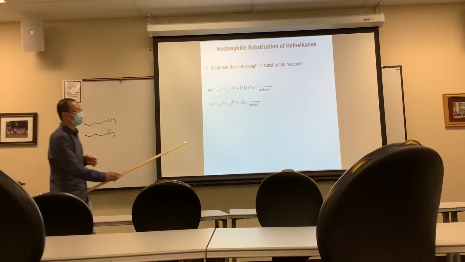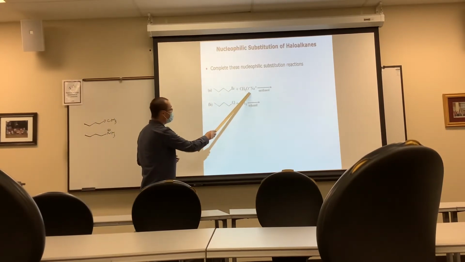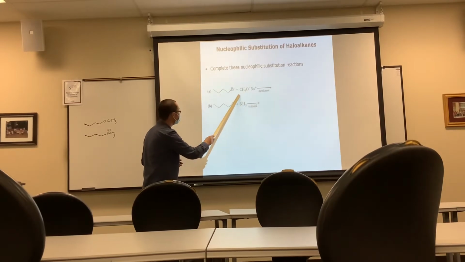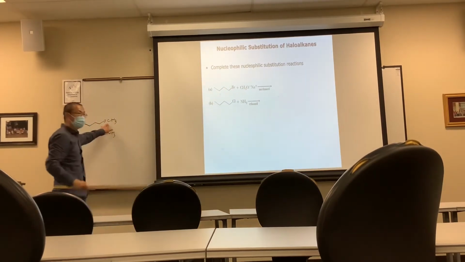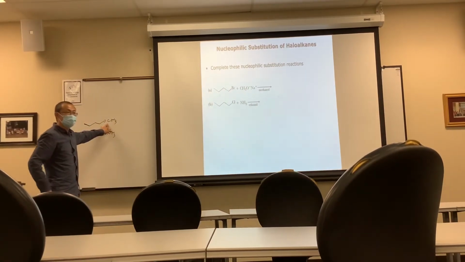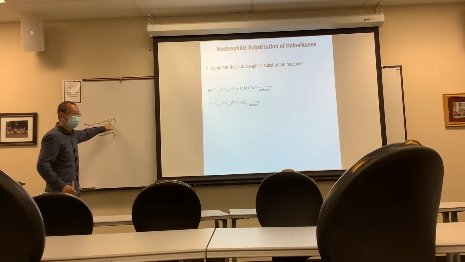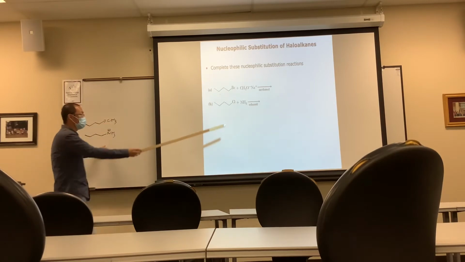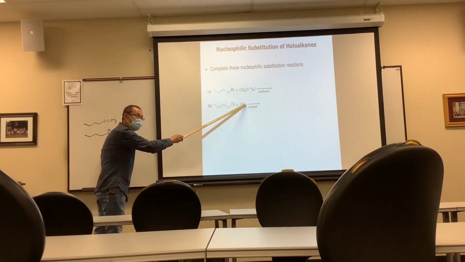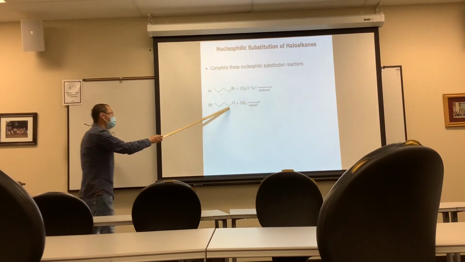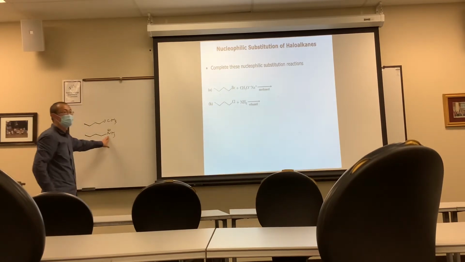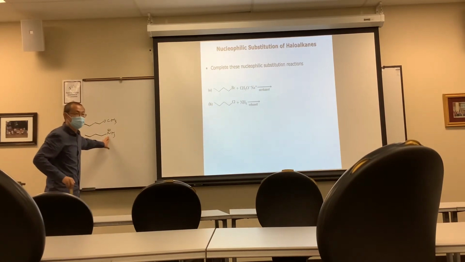The first reaction is what? OR serves as a nucleophile, keeps the bromine away. You get what? What is this? Ether. Good. The functional group is an ether. COC is an ether, right? The second one, I use ammonia. Nitrogen serves as a nucleophile, keeps the chloride away. I get what? An amine, an ammonium ion.